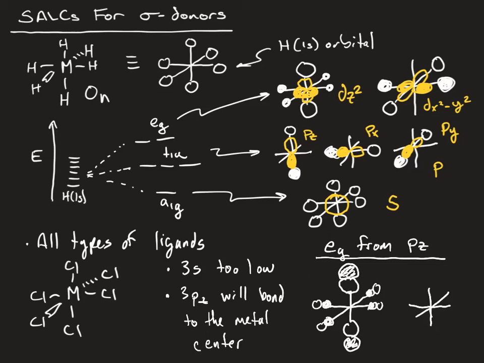Would look like this. And this. So you can see how these pz orbitals are symmetry related to the orbital SALCs formed from the hydrogen 1s orbitals.